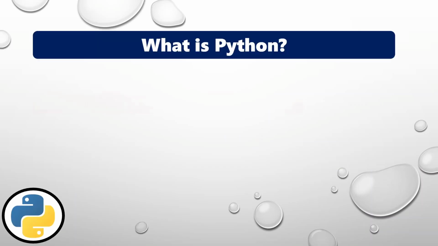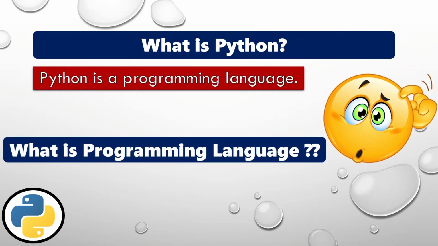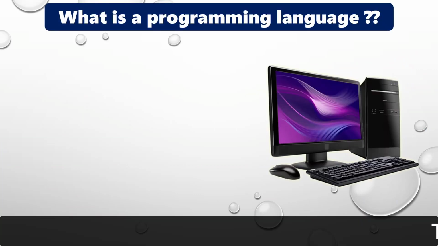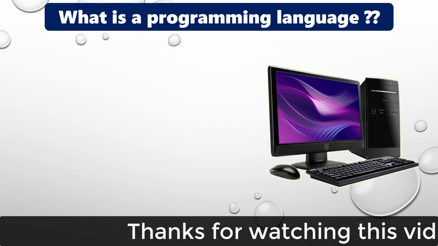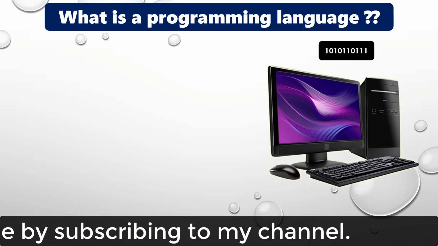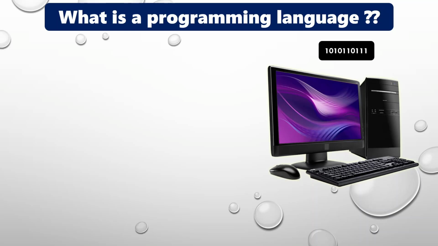So what is Python? Now Python is a programming language. Wait, now what is a programming language? Let me solve this for you. Now imagine this is a computer. And now the problem with this computer is it understands only one language, and the language which this computer understands is a binary language. Now the problem with this binary language is it deals with only ones and zeros. Now imagine writing a sentence in the form of ones and zeros. Definitely it will be a really cumbersome task for a developer or a programmer to write any program in the form of ones and zeros.